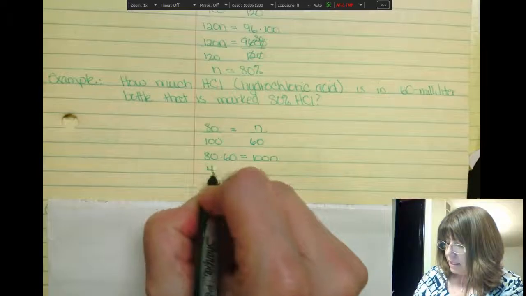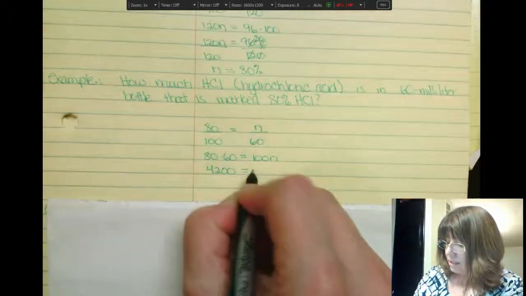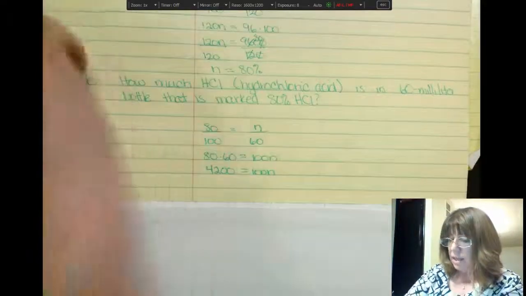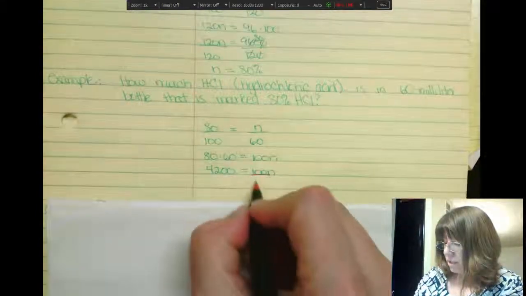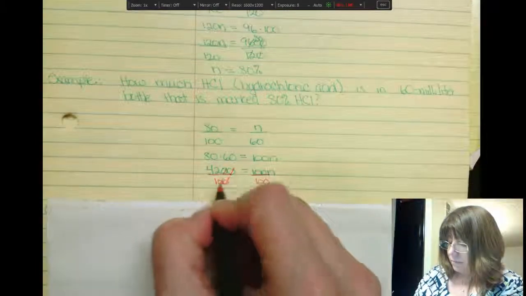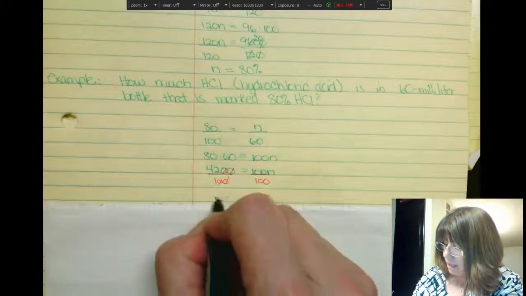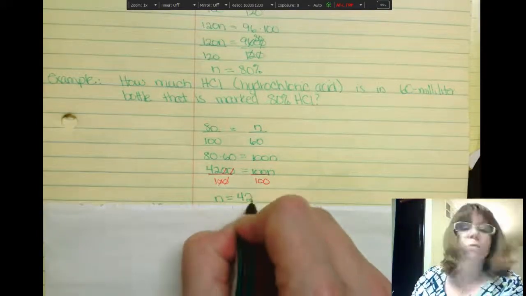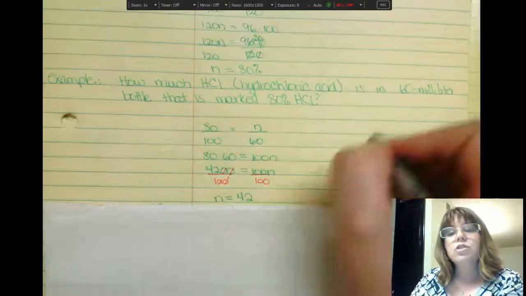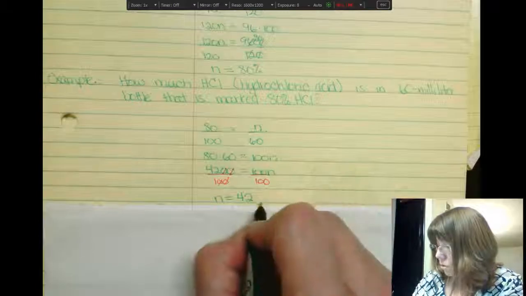80 times 60 is 4,800, equals 100n. Divide both sides by 100 and cancel our zeros. Therefore n is 48, but we do want to answer in regards to our question. It is 48 milliliters.